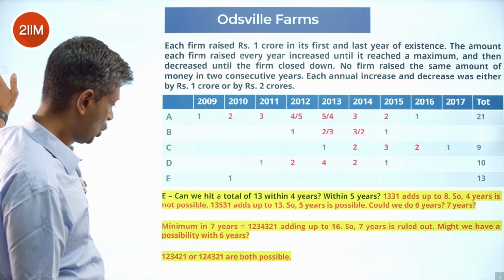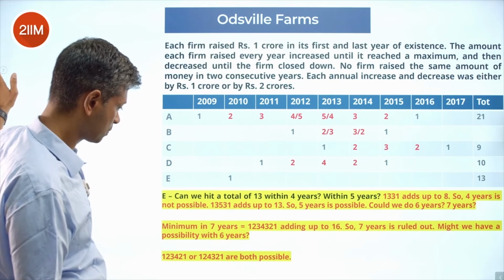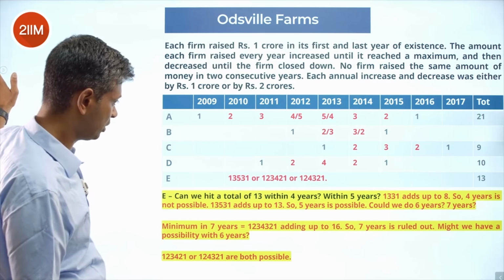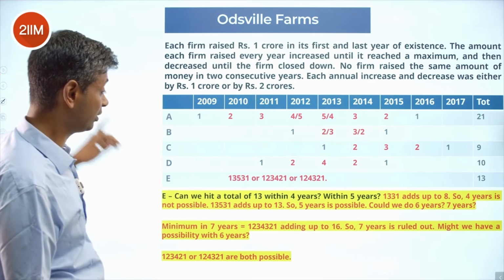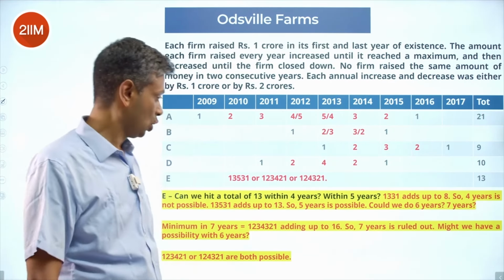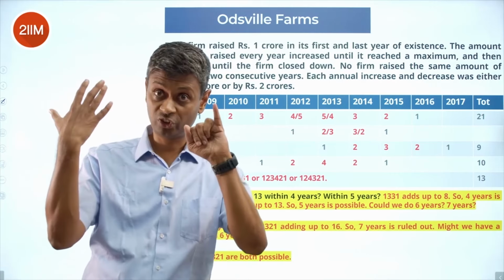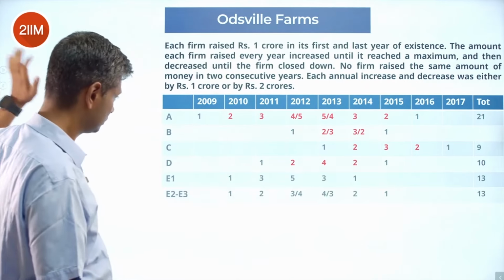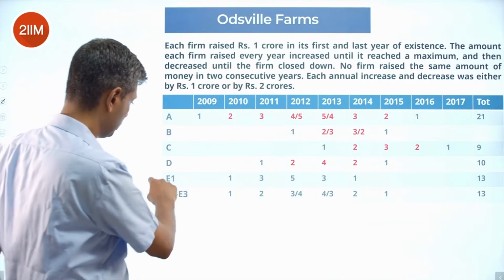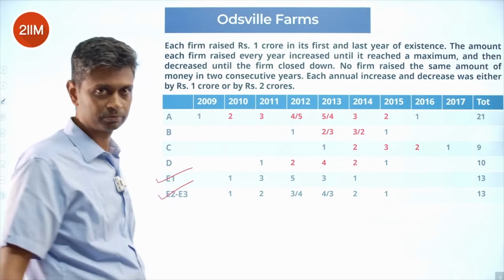For E, 1, 3, 3, 1 is possible. 1, 3, 5, 3, 1 is a possibility within 5 years. 1, 2, 3, 4, 2, 1. 1, 2, 4, 3, 2, 1. Both are possibilities with 6 years. This is possible and this is possible.